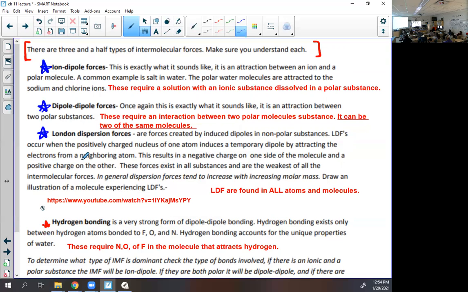Now, we talked about dipoles a long time ago, in Chapter 8. Does anyone remember what that meant? Do you remember what it meant, Grace? Yeah, there you go. Is that what you're going to say?